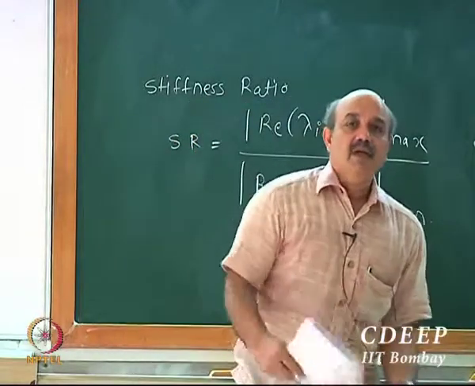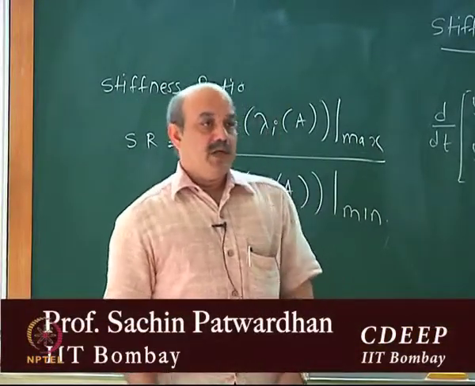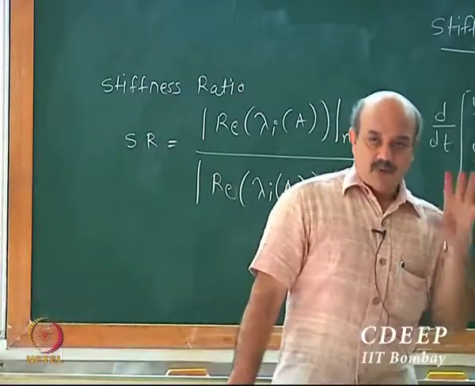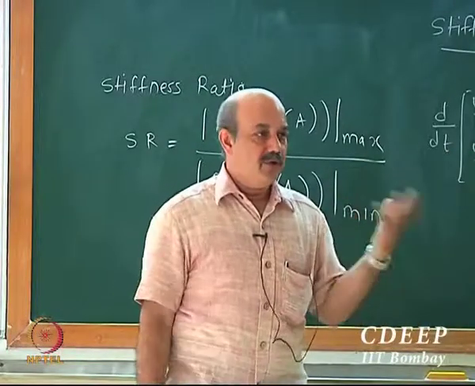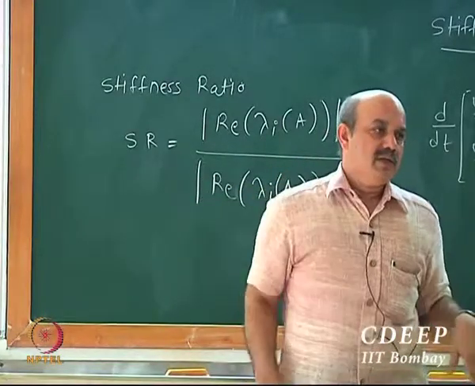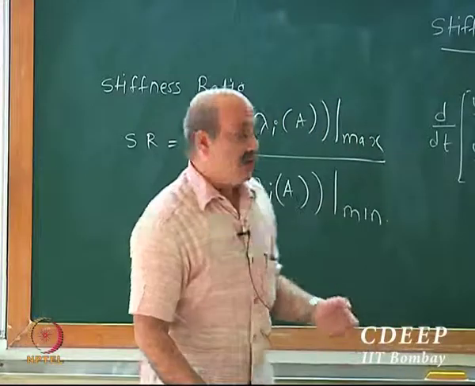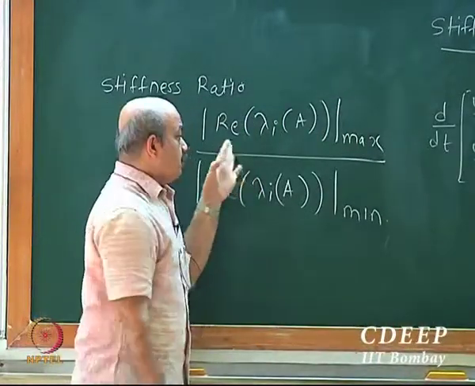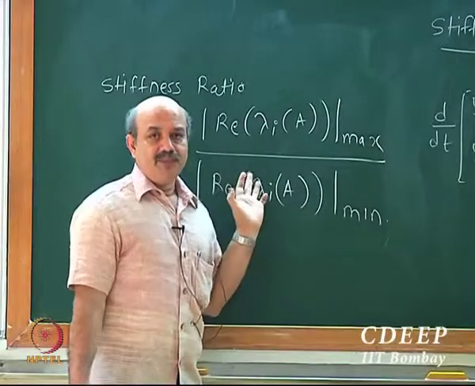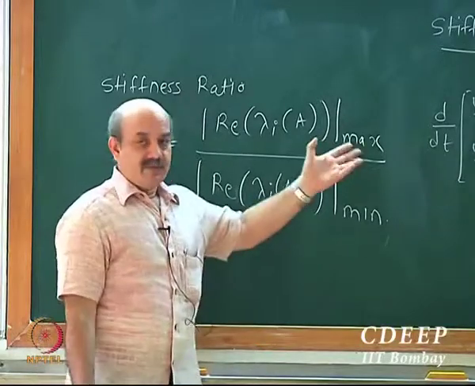If you look at the exact solution of a linear ordinary differential equation, then probably you remember from your course on control that the roots of the characteristic polynomial have a real part and a complex part. The complex part gives rise to sinusoidal bounded behavior. The real part actually decides the rate of convergence. So we only look at the real part, the maximum magnitude real part by the minimum magnitude real part. This ratio is called a stiffness ratio. If this ratio is large, typically greater than 10, 20, then you have a problem. 100 is very bad.